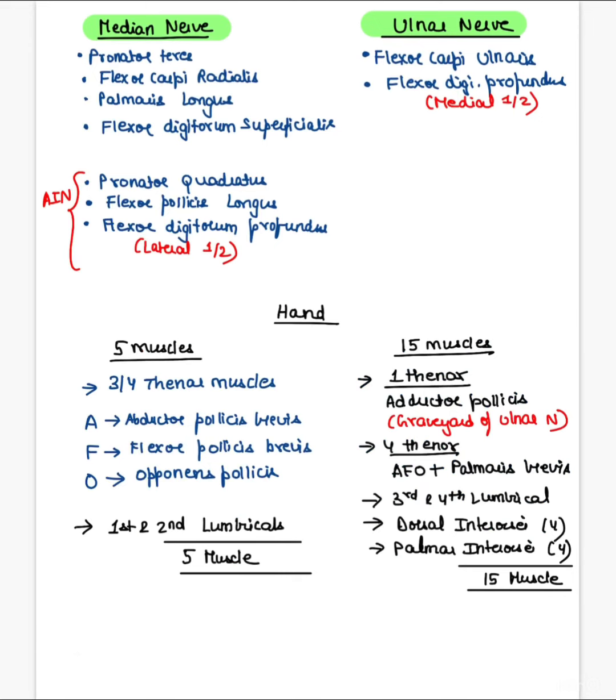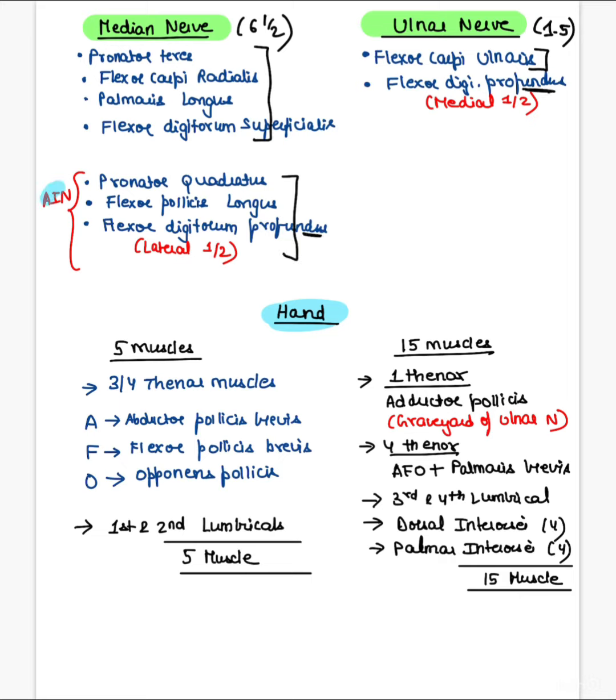So this is basically a summary of the entire supply. The median nerve supplies 6.5 muscles, and the ulnar nerve supplies 1.5. In the superficial compartment we had 5 muscles, so 4 come here and the 5th one is here. In the deep compartment we had 3 muscles, and the flexor digitorum profundus is half and half.